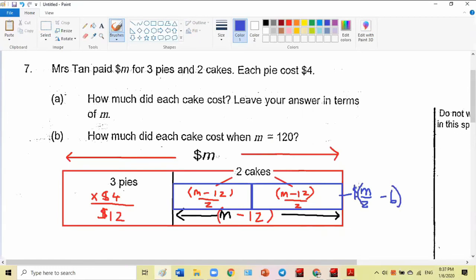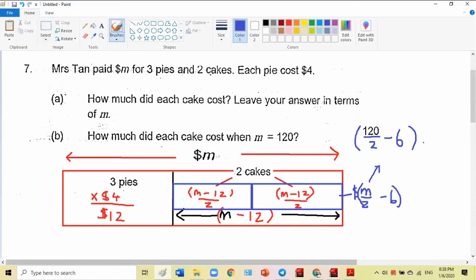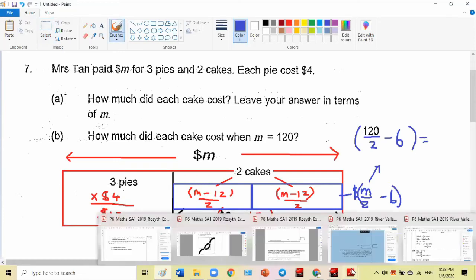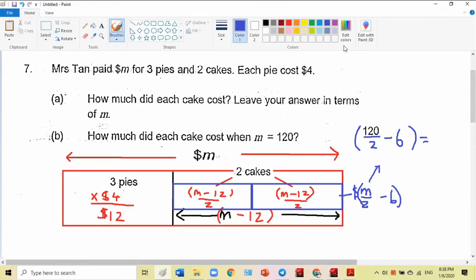The next one is how much did each cake cost? Just put M equal to 120 into this formula and we're done. So what you need to do is just replace the M by 120 as they require. Put in your calculator, that should be your answer. Just very simple. What's the answer? $60 minus $6, $54 is the answer.